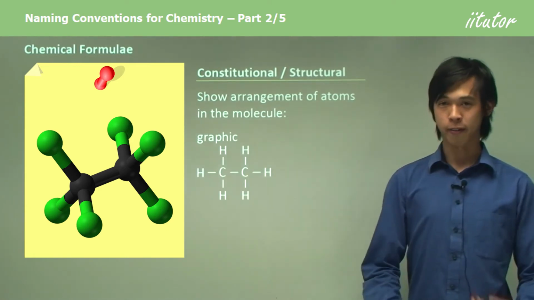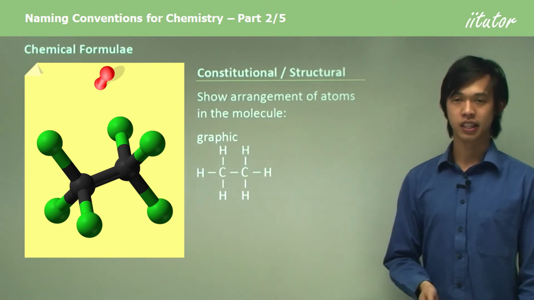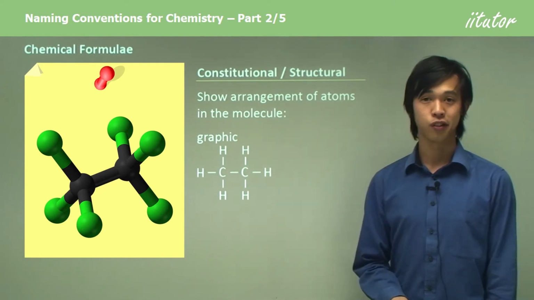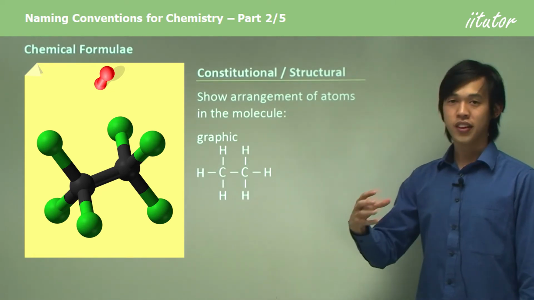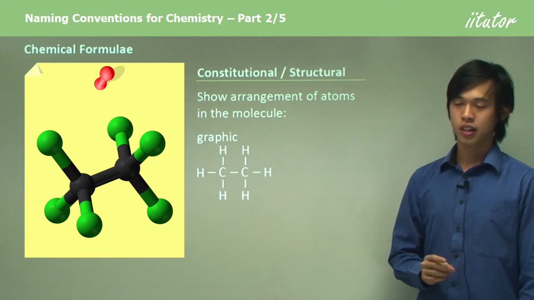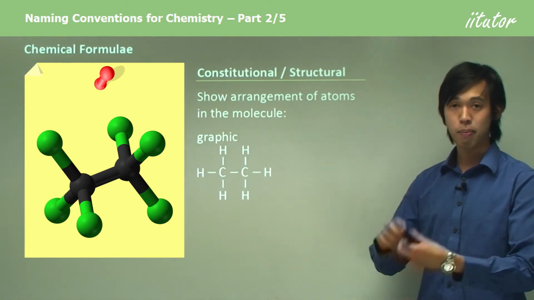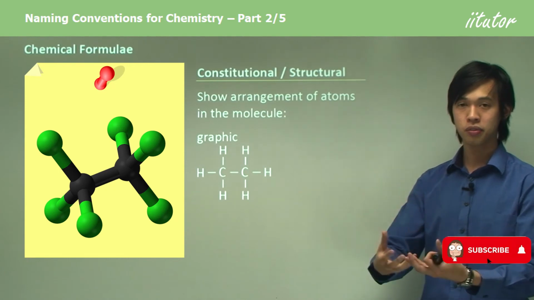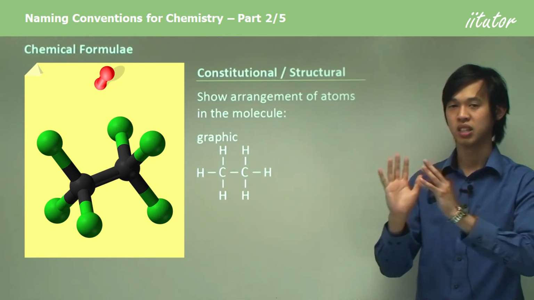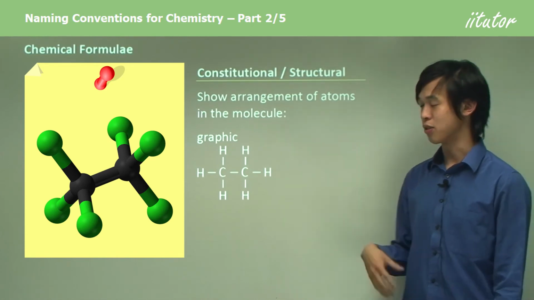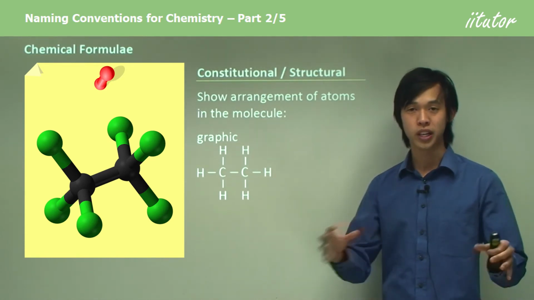And lastly, this is my favorite one because it shows you the most about a particular chemical. It's the constitutional or structural formula. I use this one all the time. It shows the arrangements of atoms in a molecule. So the molecular formula showed you how many of a type of atom were in a molecule. The empirical formula showed you the ratio of atoms in a molecule. And this one actually goes beyond the molecular formula and shows you what it looks like.